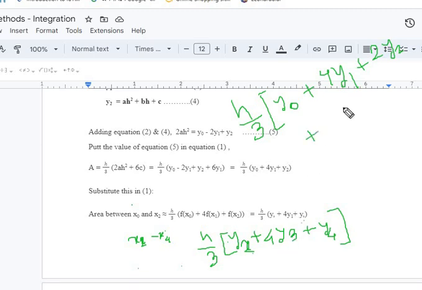Plus 4 of... so we have considered a range of x0 to x4. Now see, for this range, the odd function values are multiplied with 4, whereas evens are multiplied with 2. You may think about 4 to 6, so this will be twice of y4.